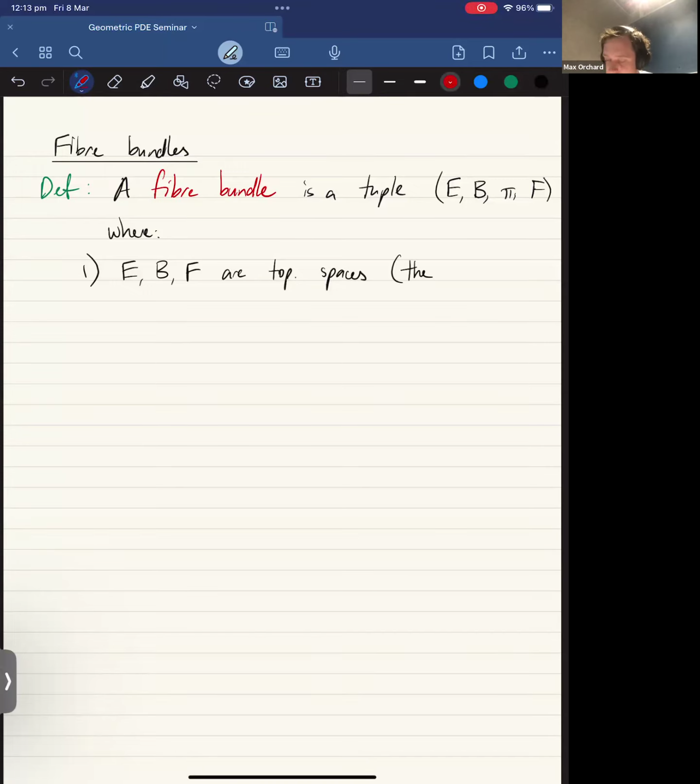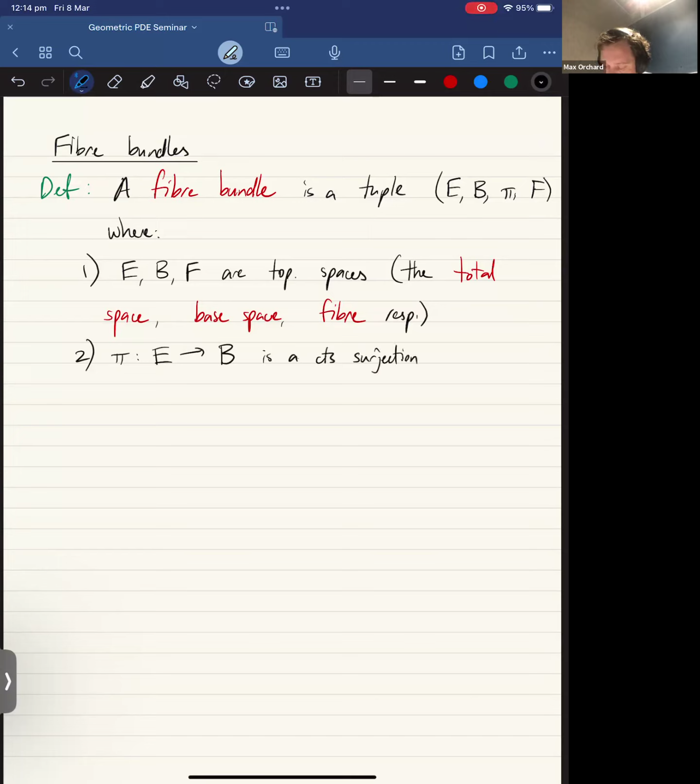And we call E the total space. B is called the base space. And F is called the fiber, respectively. So we've defined what E, B, and F are. Pi is a map from the total space down to the base space. And this is a continuous surjection. And we call this the projection map.